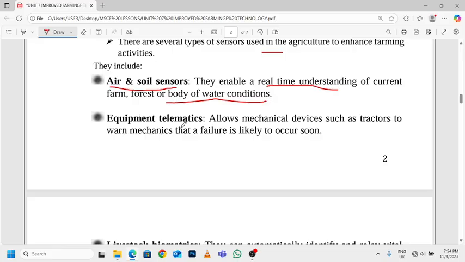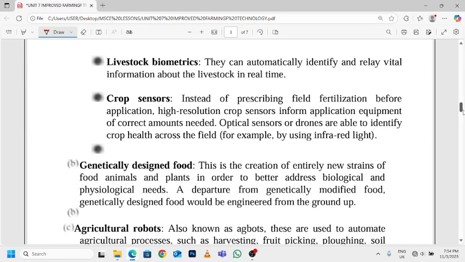Number 2, equipment telematics. Equipment telematics allows a mechanical device, such as a tractor, to warn mechanics that a failure is likely to occur soon. For example, you're using a tractor, and then there is something that is wrong. The equipment telematics will notify the mechanic that something is wrong. Okay, that's the use of the equipment telematics.